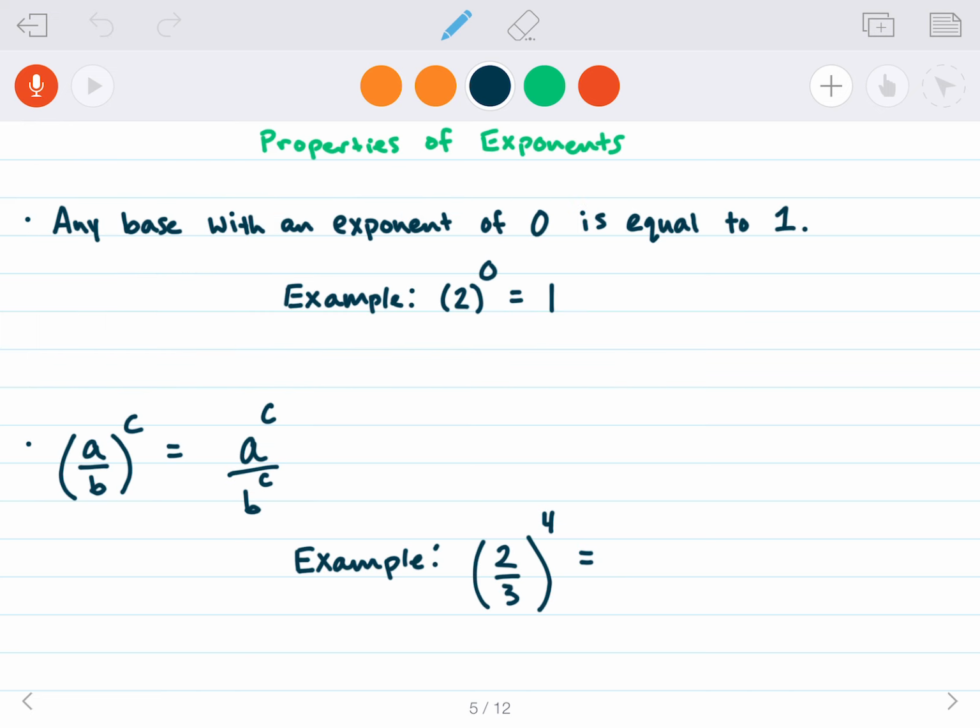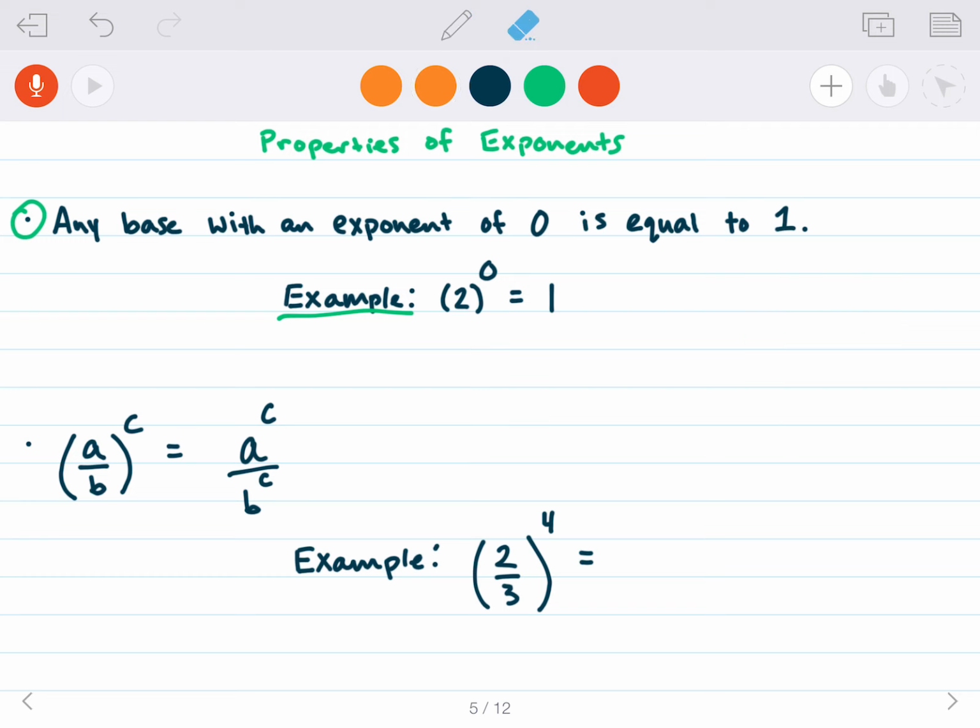Okay, so let's talk about some special properties of exponents. The first property that you need to remember is that if you raise a number to the 0 power, it's always going to equal 1. So for example, 2 to the 0 power equals 1. All right, you can raise anything to the 0 power and get 1. Say you raise 100 to the 0 power. This is equal to 1. Okay, so that's the first property you need to know.